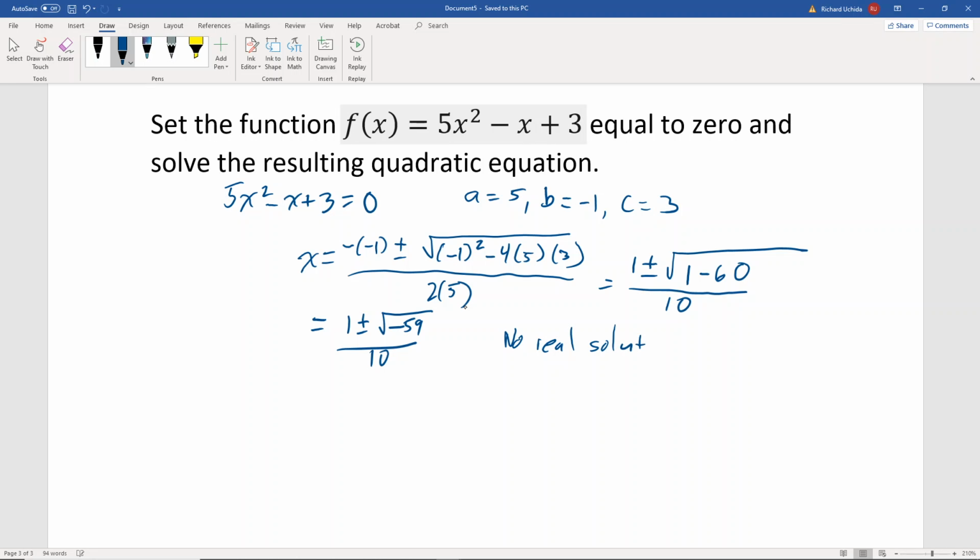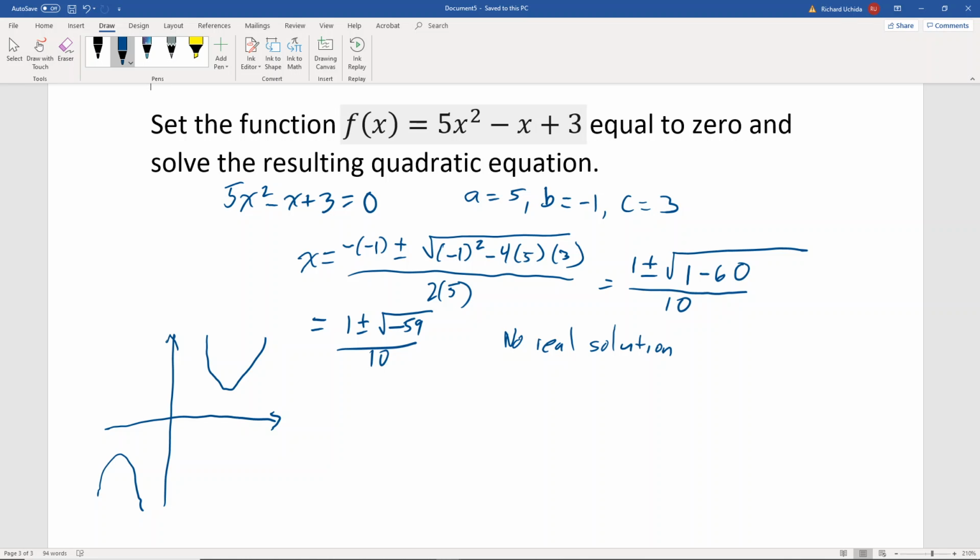But now, what does this mean graphically? What this means graphically is that if the solution, when you set the function equal to 0, is a complex solution, then it means that there are no x-intercepts. It could look something like this, where it is always above the x-axis, or maybe it's always below the x-axis, so it never actually crosses the x-axis, so there are no x-intercepts.